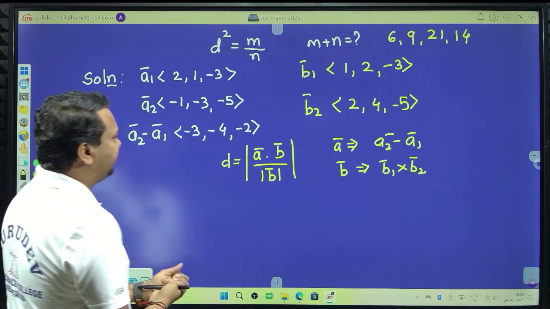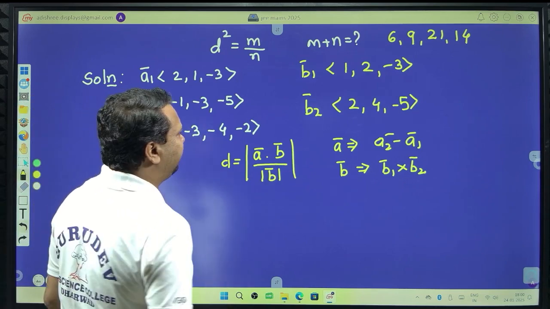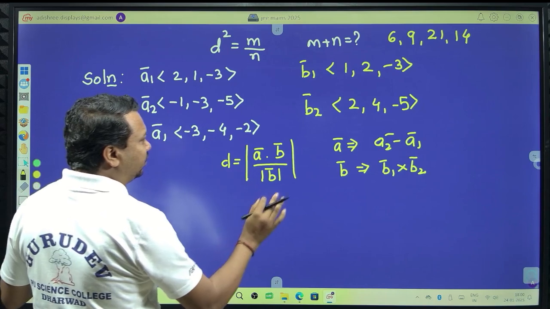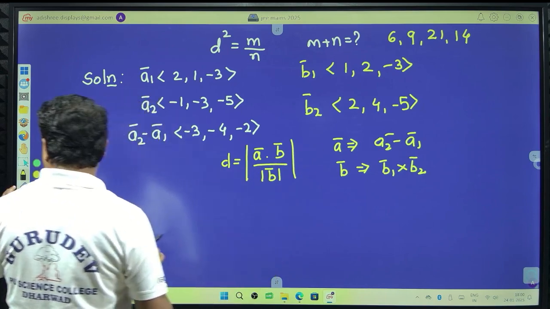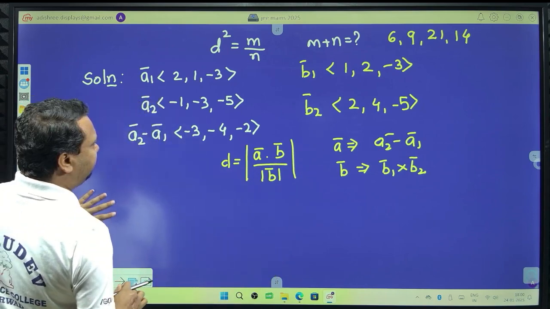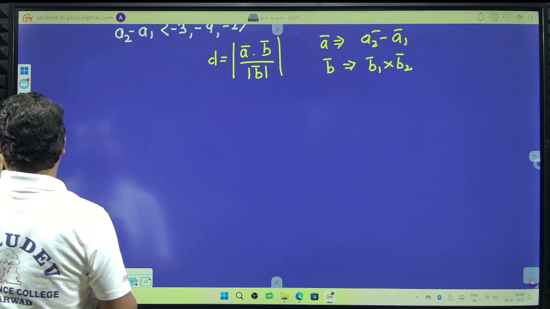Done. So let us evaluate. A2 minus A1 we have already evaluated. I just need to take care of B1 cross B2. Okay, so let's begin. What is B1 cross B2? It is a cross product. Yes, cross product.